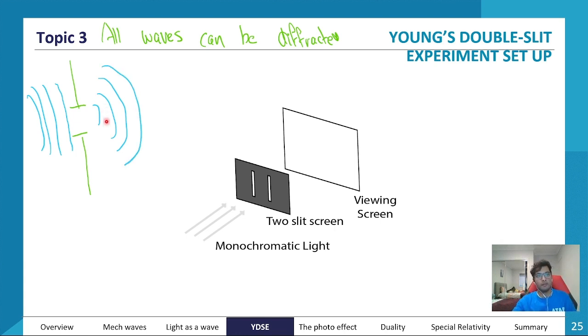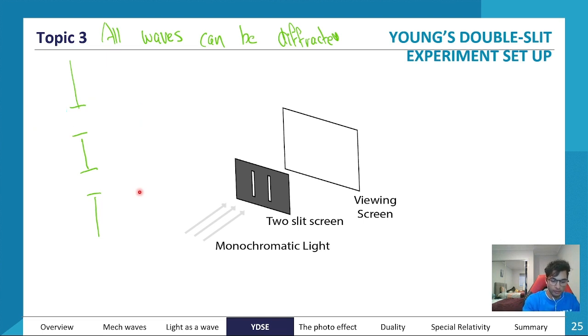Applying that same logic to this setup, instead of one slit, we've made two slits. So essentially, you can imagine this looking something like this. This is what our new setup looks like. Imagine that we have water waves coming like this.